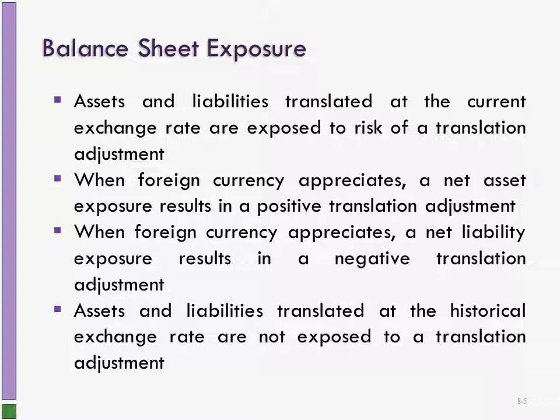When a foreign currency appreciates, when the foreign currency increases in value, a net asset exposure, meaning assets are more than liabilities, results in a positive translation adjustment. But when a foreign currency appreciates, a net liability exposure results in a negative translation adjustment. Assets and liabilities translated at the historical exchange rate are not exposed to translation adjustment, as the historical exchange rate does not change from one balance sheet date to the next.